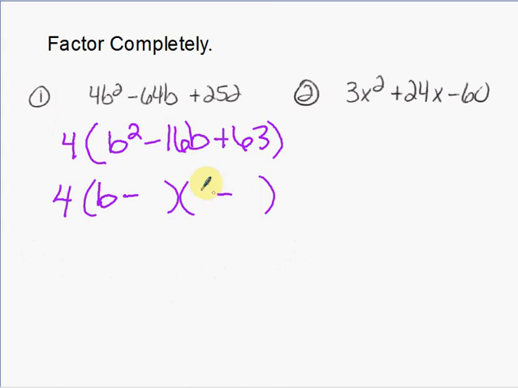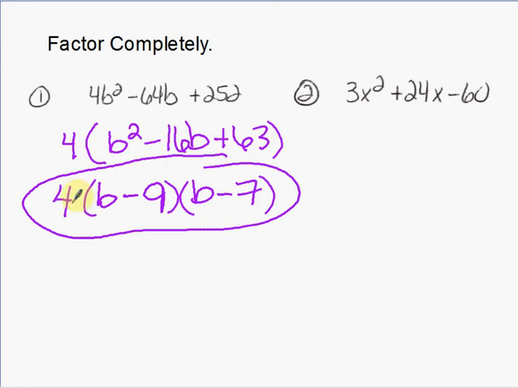B squared is going to be b and b. And we need 2 numbers that multiply to give us 63, but when you add them, they give you negative 16. And those 2 numbers are, did you guess? 9 and 7. That would be our answer right there. Sometimes you can factor what's in the parentheses even further, but you can't factor b minus 9. You can't factor b minus 7. So you are finished.